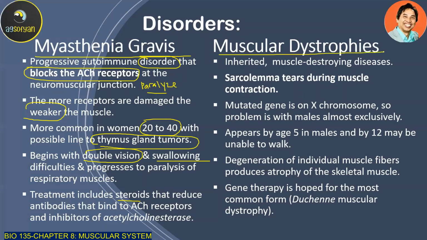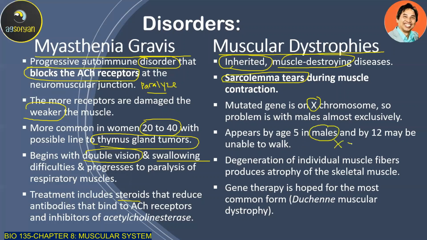Muscular dystrophies are inherited. This is a genetic type of disorder where the muscle is actually destroyed. The sarcolemma tears easily during muscle contraction. It is carried by the X chromosome, therefore it mostly appears in males, because males only carry one X chromosome.